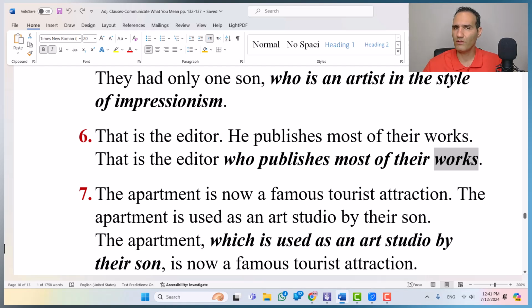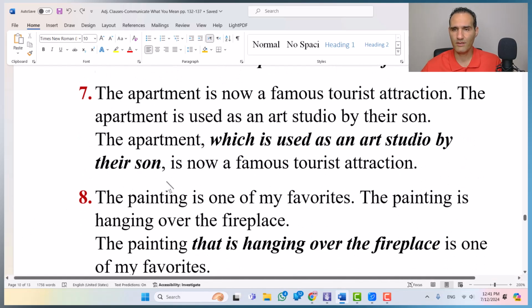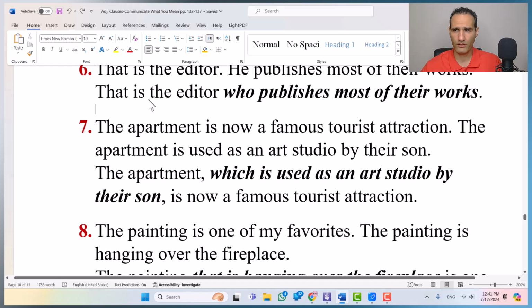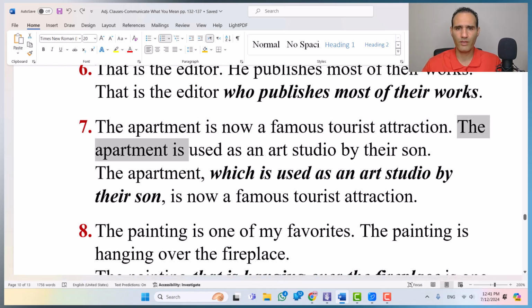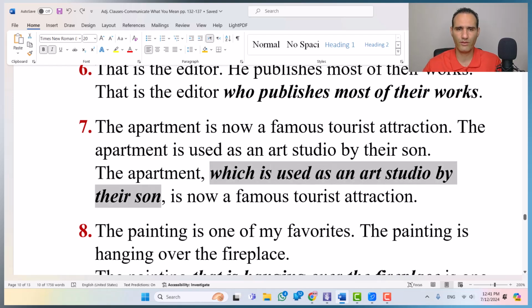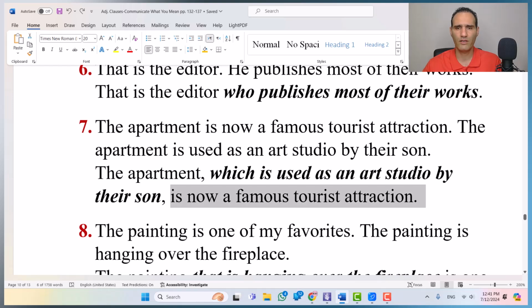It could be novels, it could be pieces of writing, it could be, for example, works of Leonardo da Vinci, the paintings. So pieces of art are called works. Number 7, the apartment is now a famous tourist attraction. The apartment is used as an art studio by their son. The apartment, we know which context we're talking about. The apartment which is used as an art studio by their son is now a famous tourist attraction. The speaker and the hearer know which apartment they are talking about.